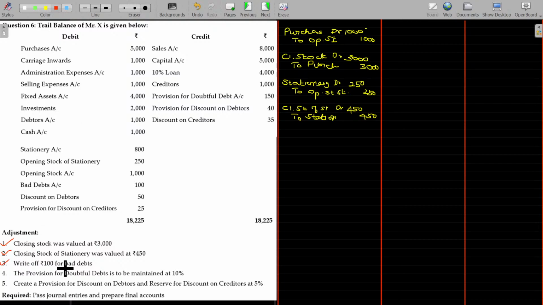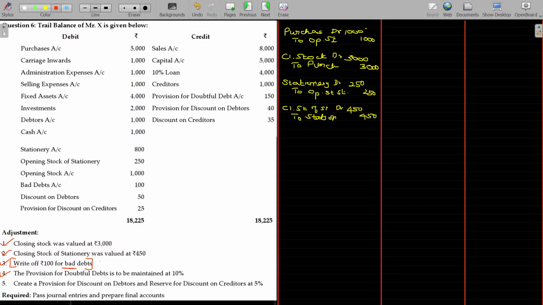Write off 100 for bad debt, and provision for doubtful debt is to be maintained at 4%. To write off the bad debt, what do we do? If we don't have any provision, first of all, the bad debt should be adjusted or routed through debtors. It will reduce the debtors balance. And then the bad debt will be routed through PDD if we have the provision. If we don't have the provision, it is debited to the P&L account.